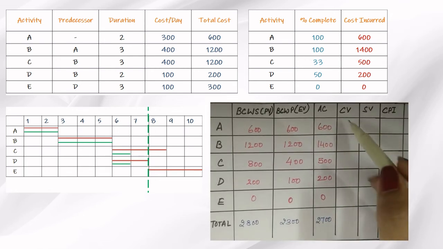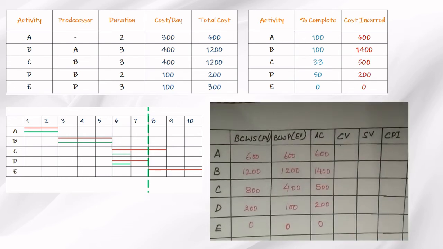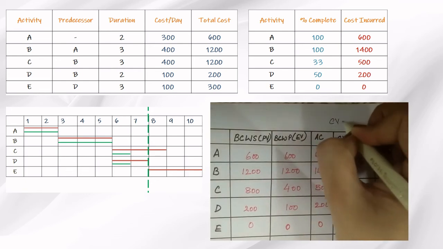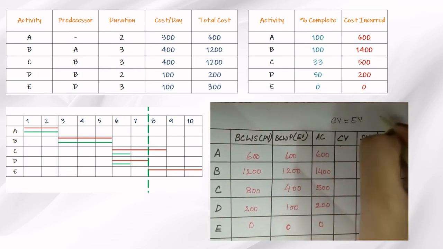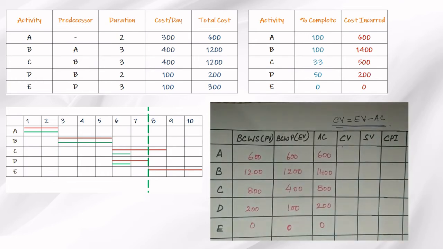Now we need to calculate the variance. Based on the variance and the performance index, we calculate whether it is on time or not, or whether it is within the budget or not. So we have already seen the formula for CV. The formula for CV is CV is equal to EV minus your AC. So we'll get the value of the variance of how much it is getting.